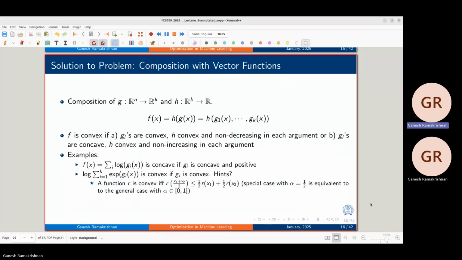Okay. So can you show that midpoint convexity can give you convexity of log sum exp? Okay, that's the question.